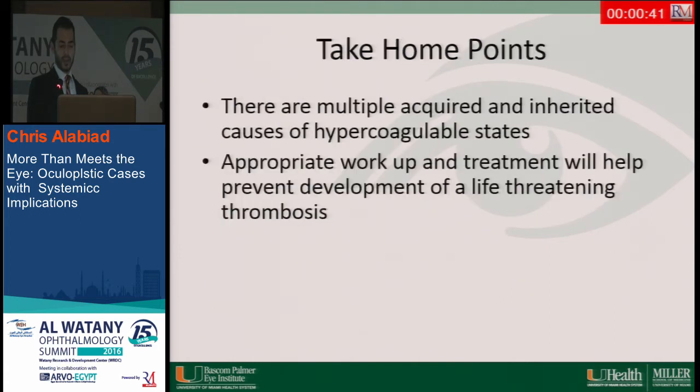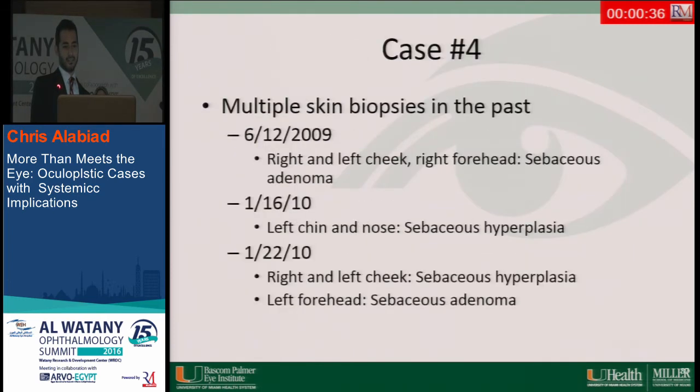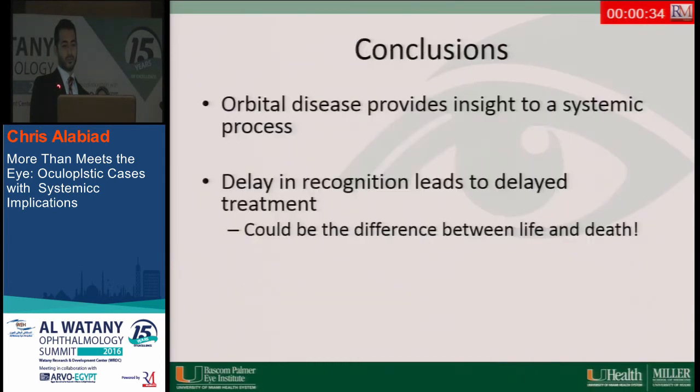So I'm going to skip all the way to the end and skip my last case, which was Muir-Torre syndrome, but just conclude with a couple of things. One, orbital disease does provide insight into systemic processes. Two, a delay in recognition leads to a delay in treatment, and that could be the difference between life and death. Thank you so much.